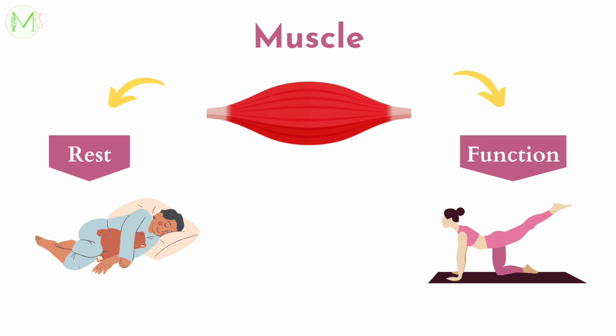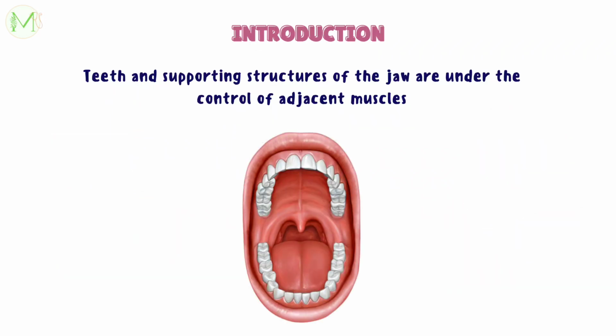In this video, let's discuss the Buccinator mechanism. Muscles are a potential force and they exert this force on the adjacent structures, whether they are at rest or in active function. Various muscles exert force on the developing jaws. So the teeth and the supporting structures of the jaw are under the control of the adjacent muscles.